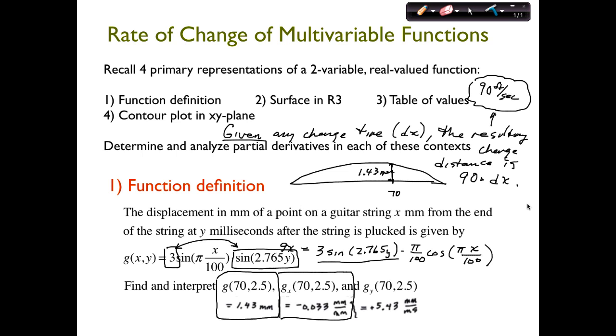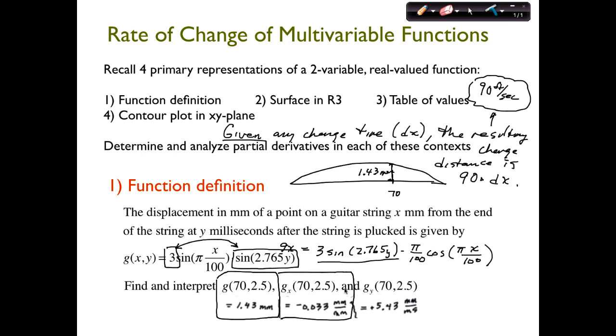Yes, you go 90 feet every second, but you know so much more than that. You know how far you go in any variation in time. Your distance variation is 90 times whatever variation in time you pick. Okay, so now we have to apply that broad meaning to this. The partial derivative with respect to x at 72.5 is negative 0.033.